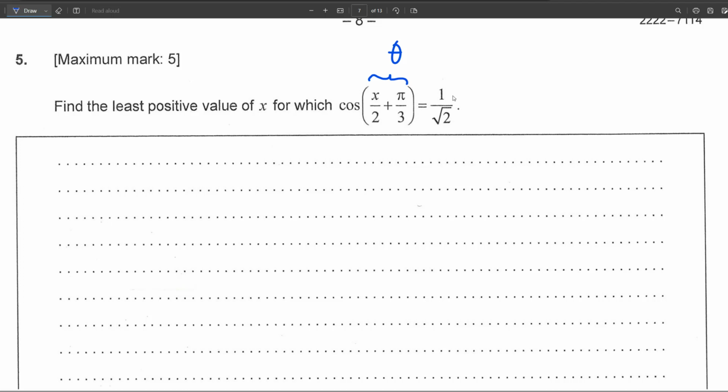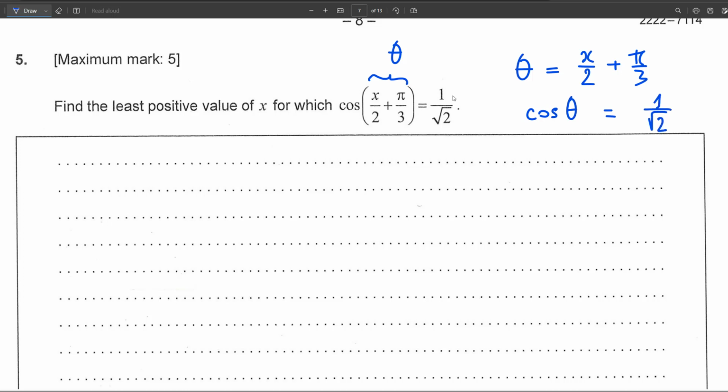Okay, let's assume that theta equal to x over 2 plus pi over 3 so that we can simplify this equation. It is just like cosine of an angle theta, which we don't know what the angle theta is, how many degree, 45 degree or 60 degree, we don't know. We are finding it, the value of x, which is least positive, okay? And this cosine equal to 1 over the square root of 2.